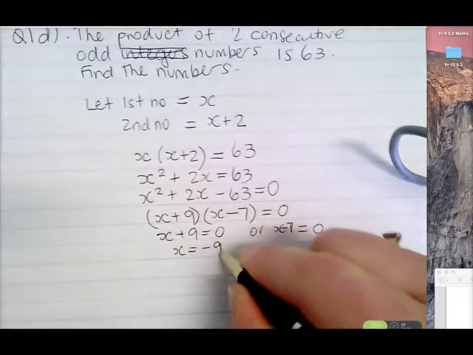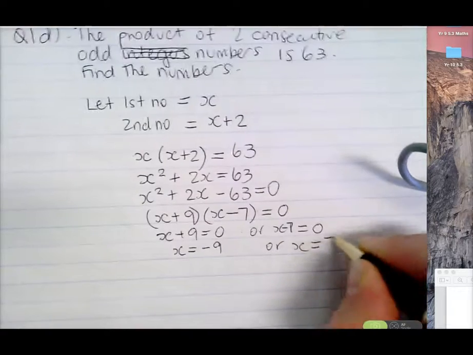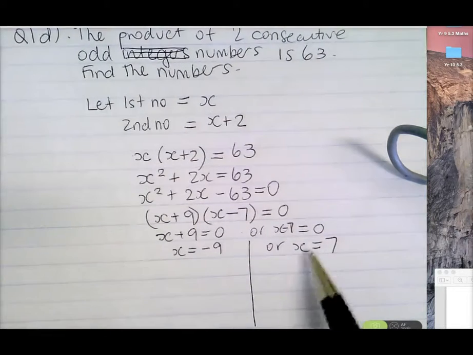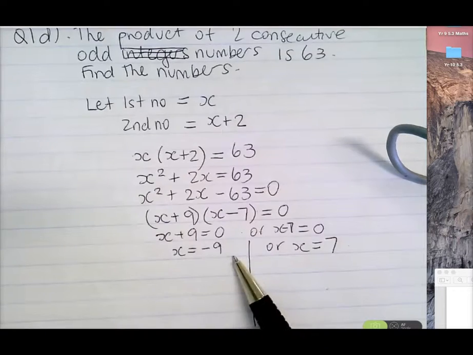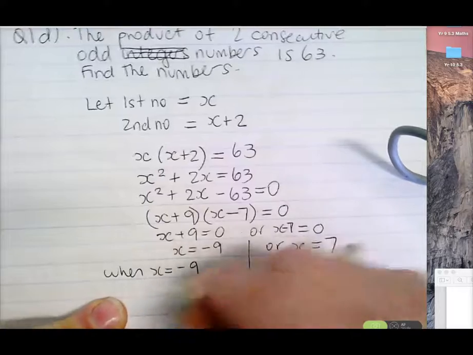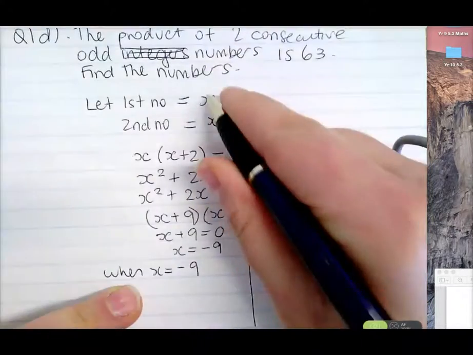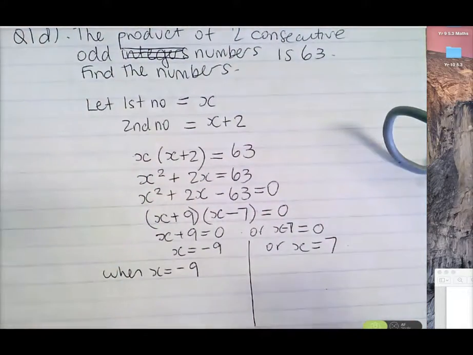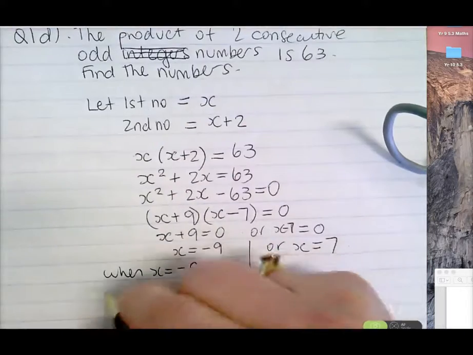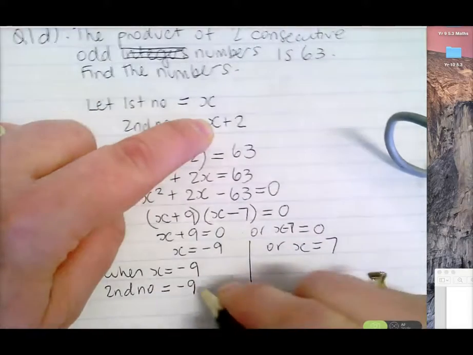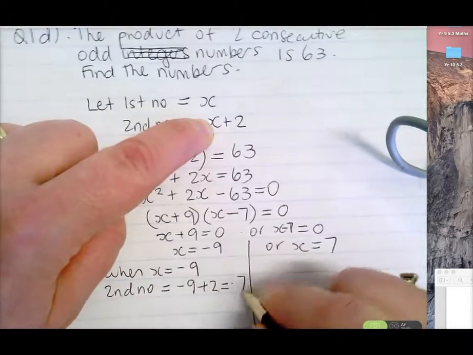x is... Oh, actually, girls. Now, just wait. Remember, we've got two possibilities. So, we all picked up the 7 and the 9, but we didn't pick up... All right, let's just finish. So when x is negative 9, what's the other number? So, girls, we could have done, let first number, I could have gone y equals x, but it doesn't matter. So when x is negative 9, what's the second number? Negative 9 plus 2 is negative 7.